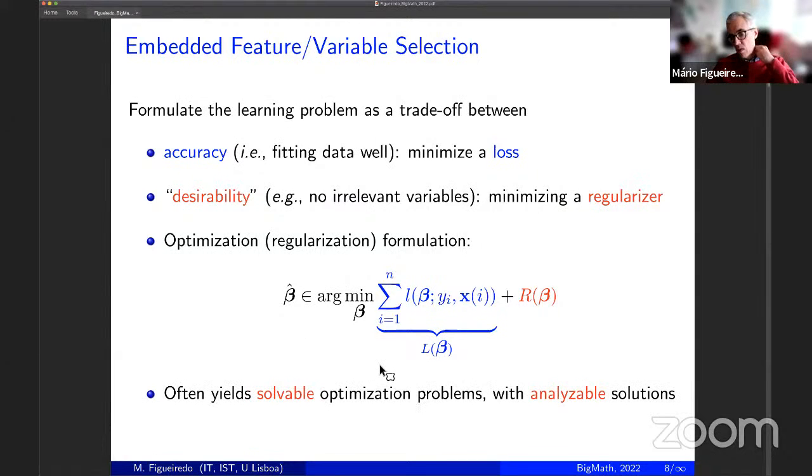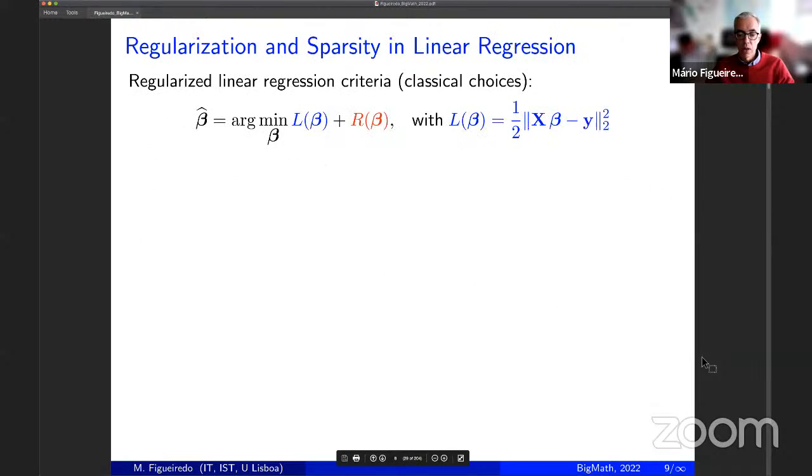And the reason why this is a nice way to tackle these problems, as you know, is that this is usually solvable, although sometimes we need to spend some effort on devising optimization methods to solve these problems. And because the solution is a minimizer of some objective function, we can analyze the solutions. So it's solvable and analyzable, and this is why it's good to formulate problems as optimization problems, learning as an optimization problem.